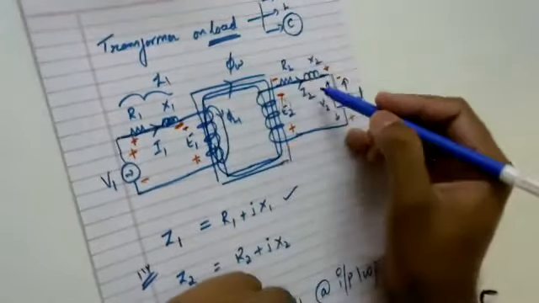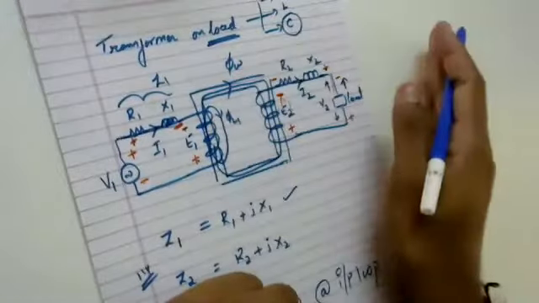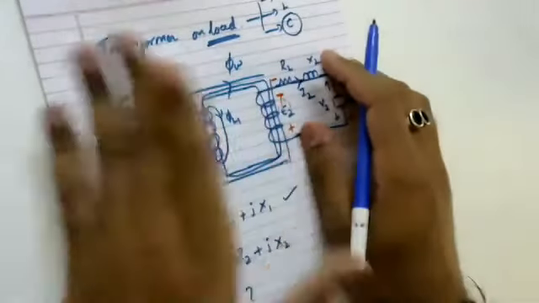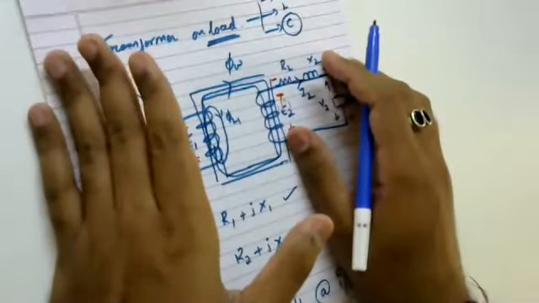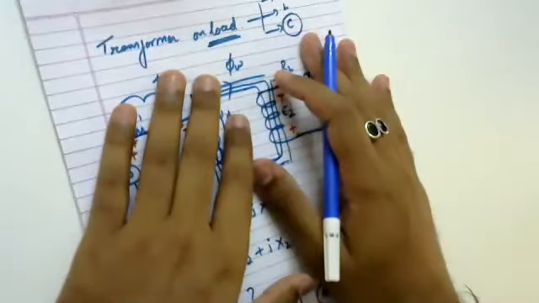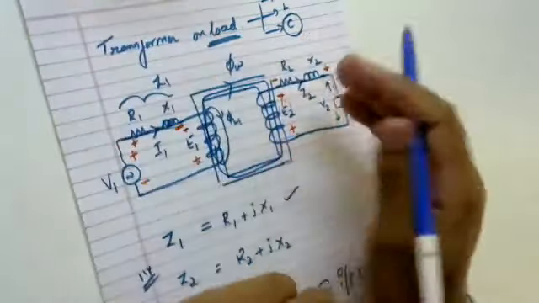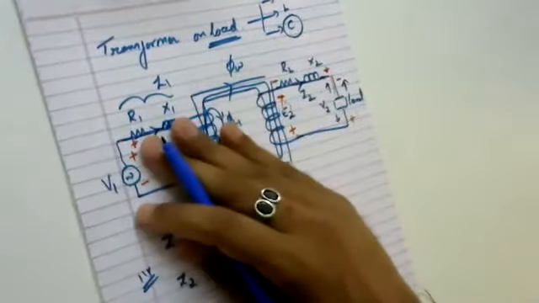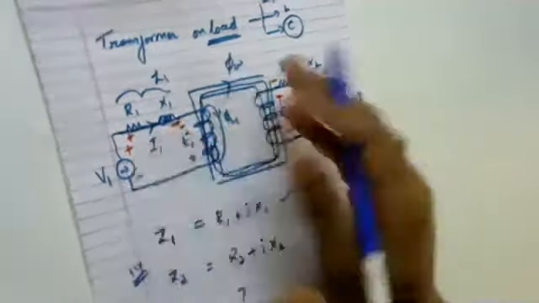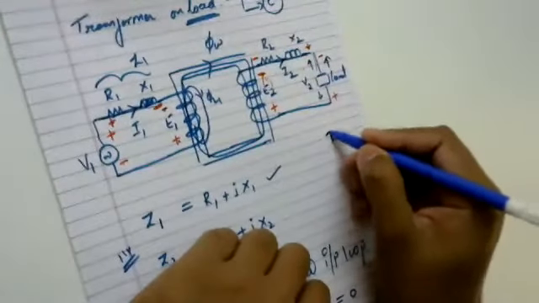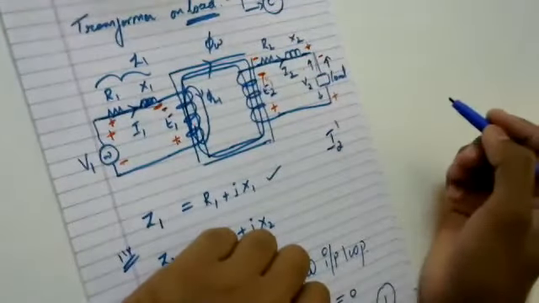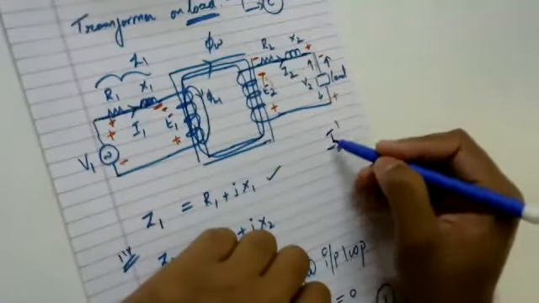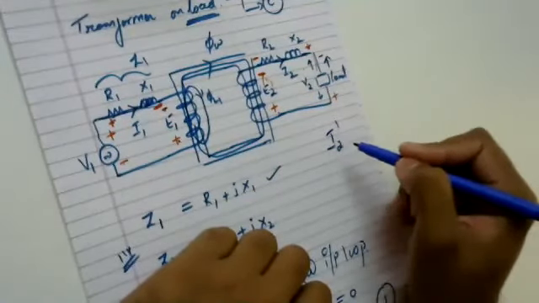Okay. So since I2 is in one circuit, the secondary circuit, I1 is in another circuit. But I want to make a proper analysis. To make this proper analysis, I need to transfer my I2 from one circuit to another circuit. That is what I am calling I2 dash, an equivalent secondary current as seen on the primary.